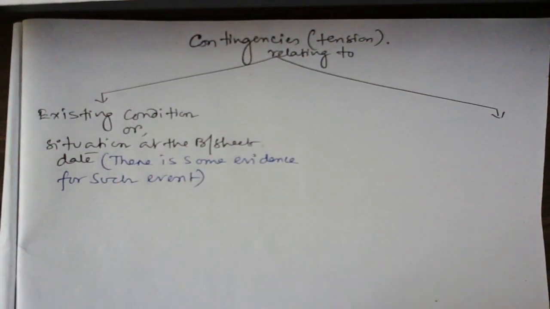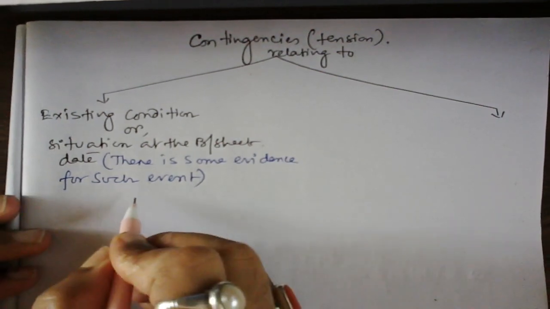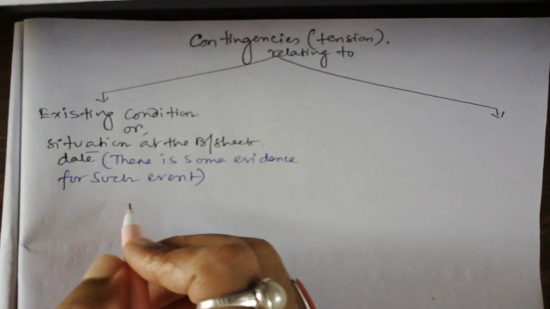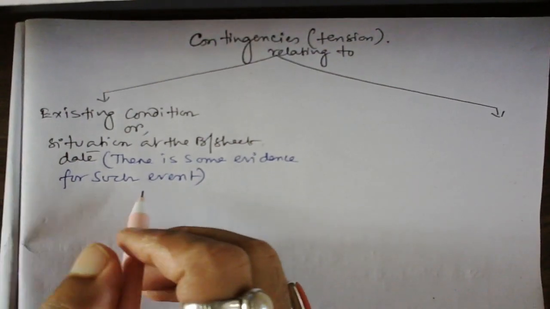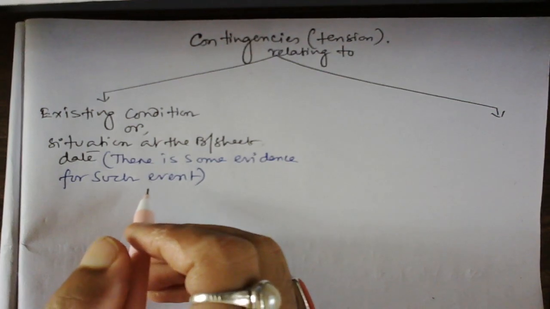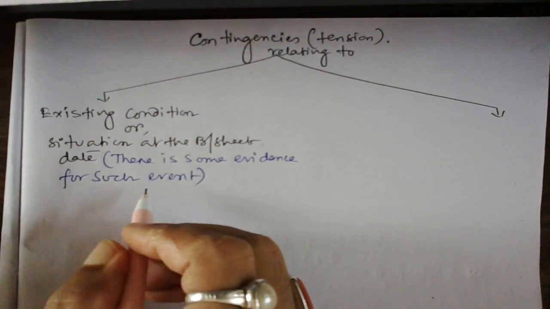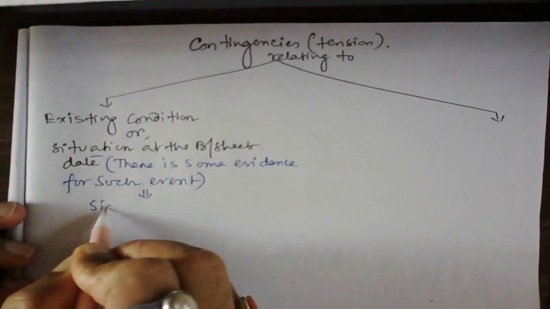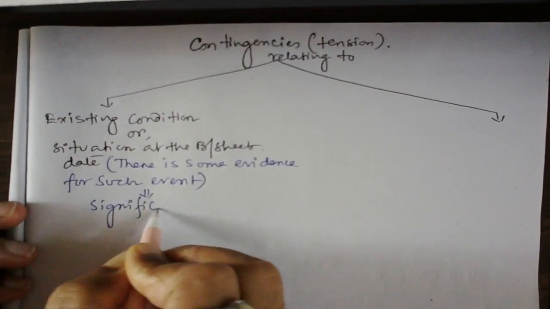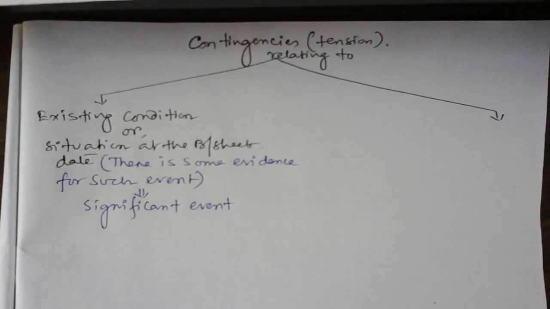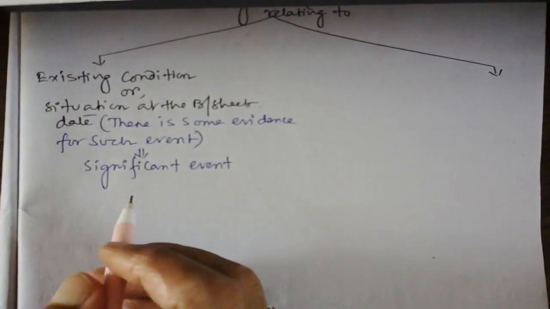ओके, सो इन दिस केस यू नीड टू अंडरस्टैंड द एक्सपेक्टेड आउटकम। दीज आर सिग्निफिकेंट इवेंट, प्लीज नोट इट डाउन. So, sir, existing condition, there you can write significant event.